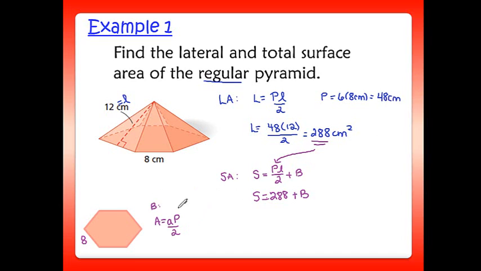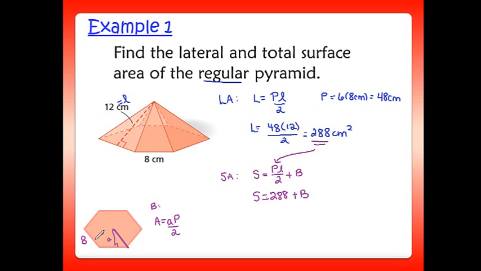So now I need to know what the apothem is. You may recall that the apothem is the length of the segment that goes from the center to the edge that's perpendicular to the edge. That's the apothem. We want to find that distance. So we create this right triangle and use the central angle.